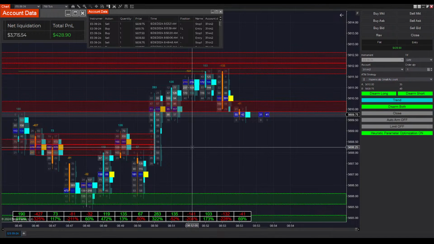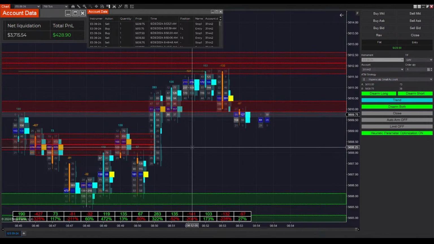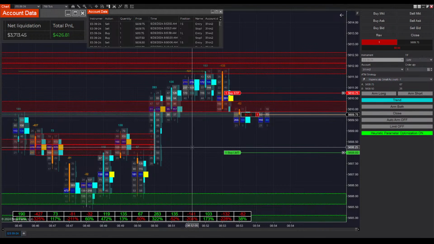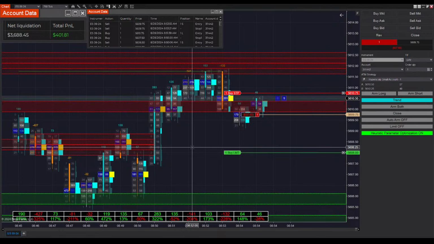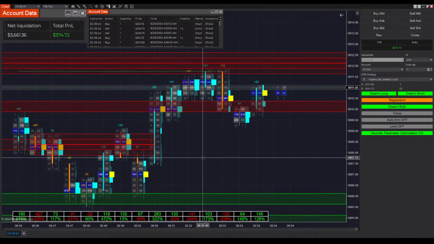Unfortunately, we ended up losing that trade back down to 428. Definitely a regression swap here. I have not been paying the attention I need to.